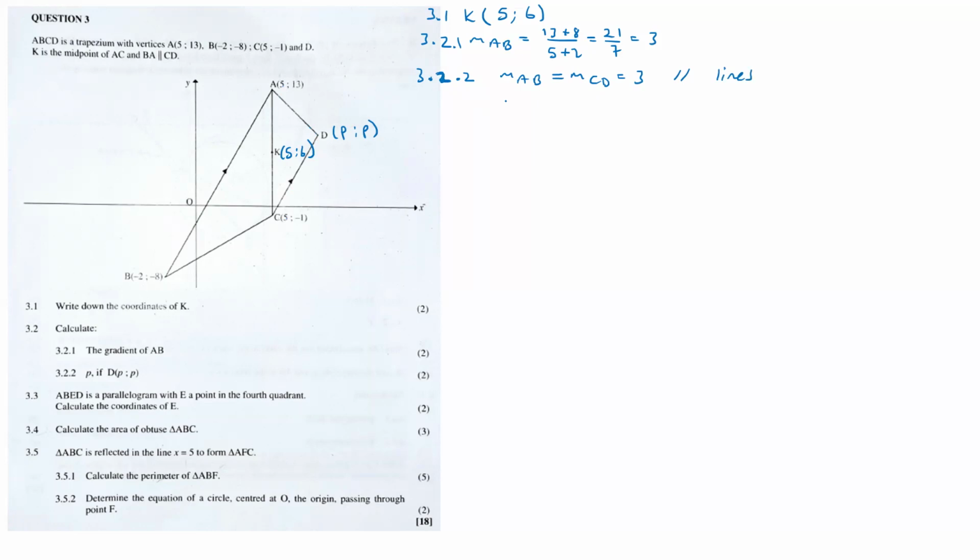Now I can also define the gradient of CD by using the coordinates of D and C. So (P plus 1) over (P minus 5) is equal to 3. From this, P plus 1 is equal to 3P minus 15. 16 is equal to 2P. And from this, P is equal to 8.